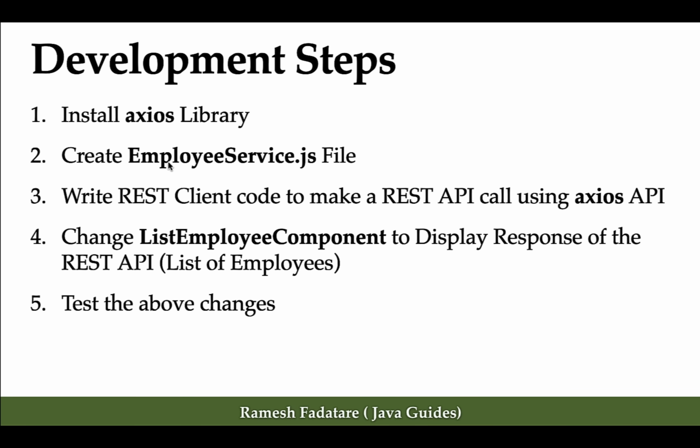Next, within this employee service.js file, we are going to write a REST client code to make a REST API call using the Axios API. Next, we will change the list employee component to display the response of the REST API. Instead of displaying the dummy data, we are going to display the response of the REST API in the list employee component. And finally, we are going to test all these changes. So the first step is to install the Axios library.